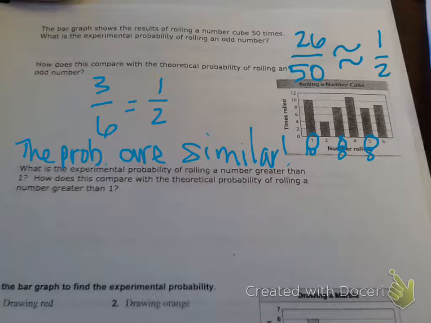Alright, on the next one, what is the experimental probability of rolling a number greater than 1? So the numbers greater than 1 would be 2, 3, 4, 5, and 6. So 5 out of 6 is the theoretical probability. How does this compare? The experimental probability would be based on our results.